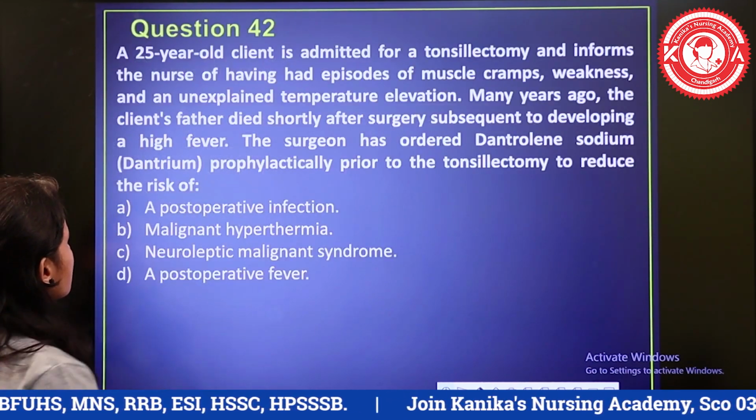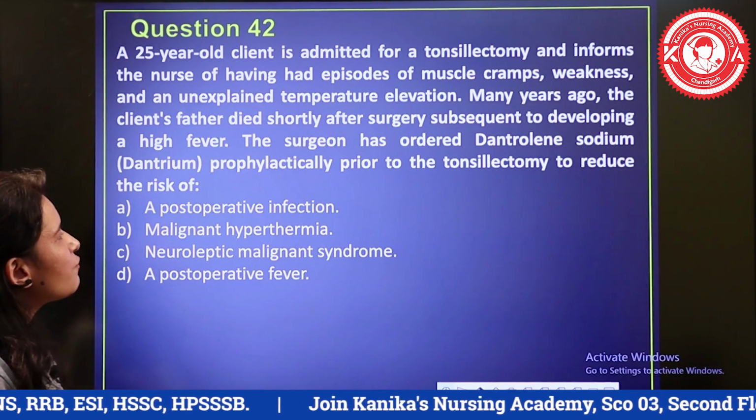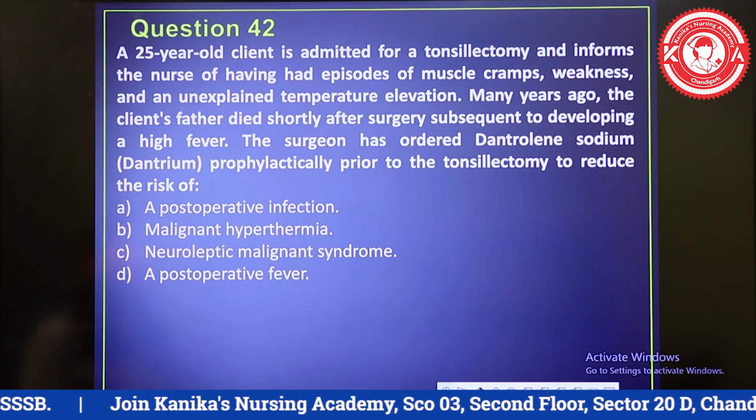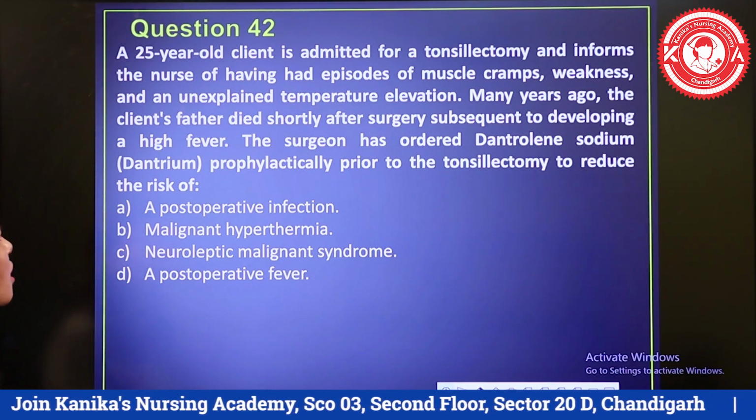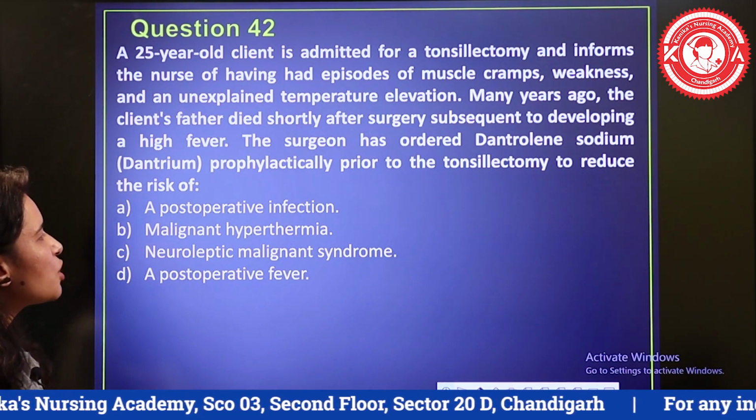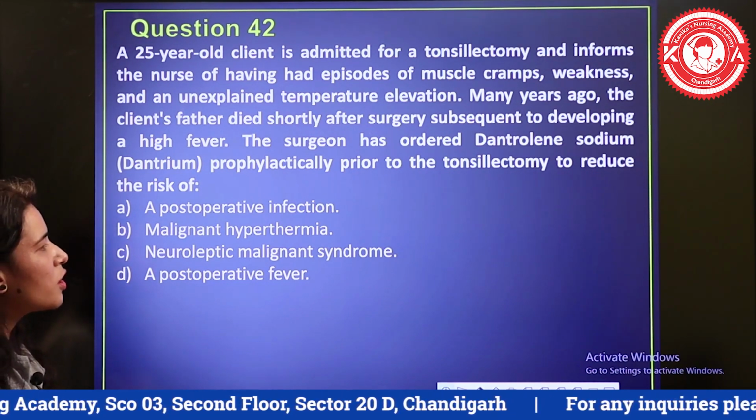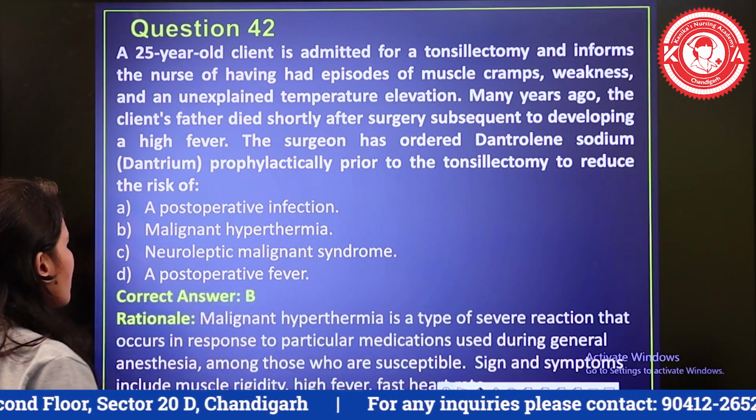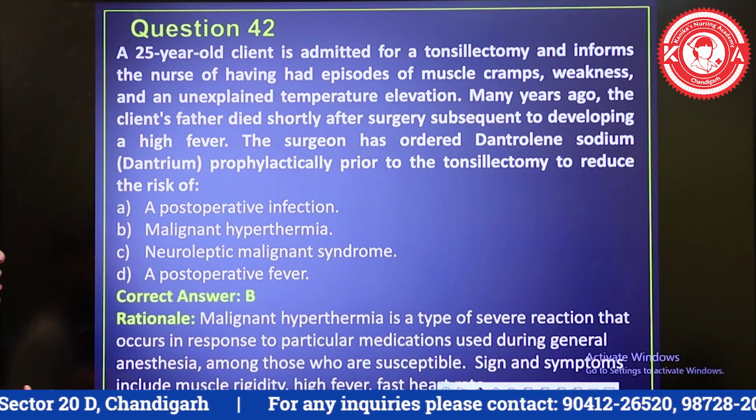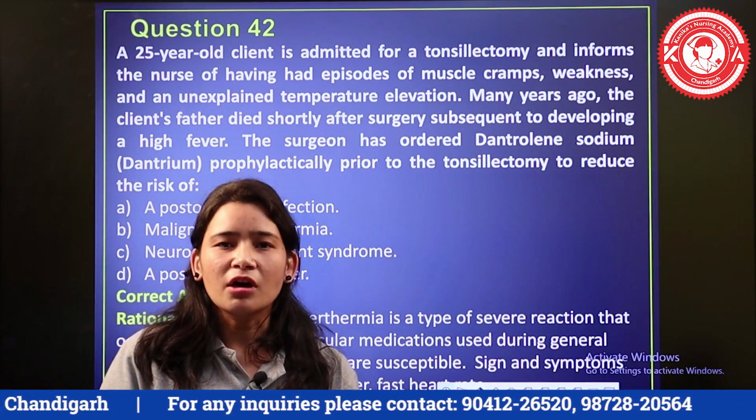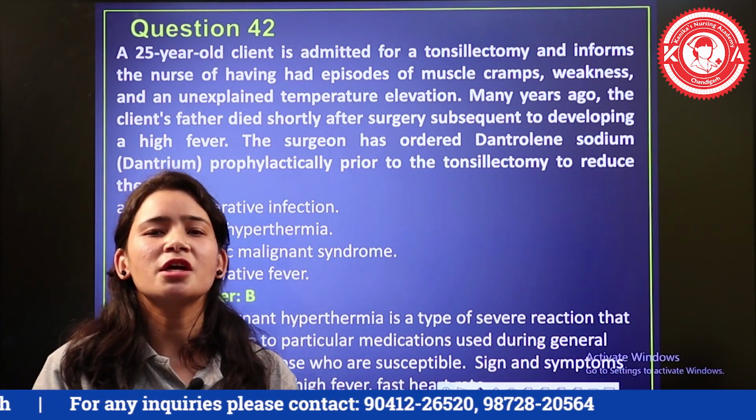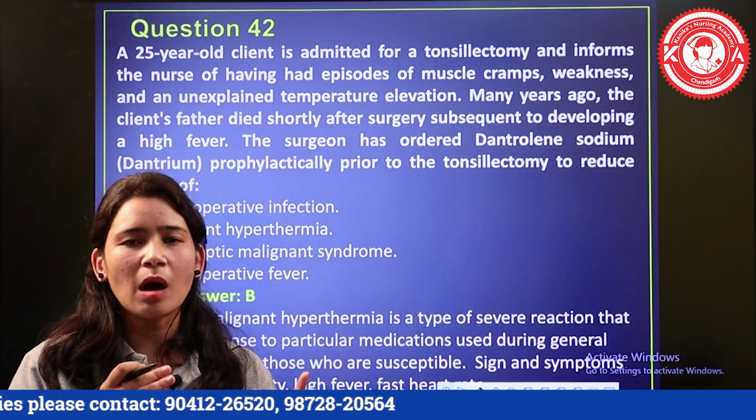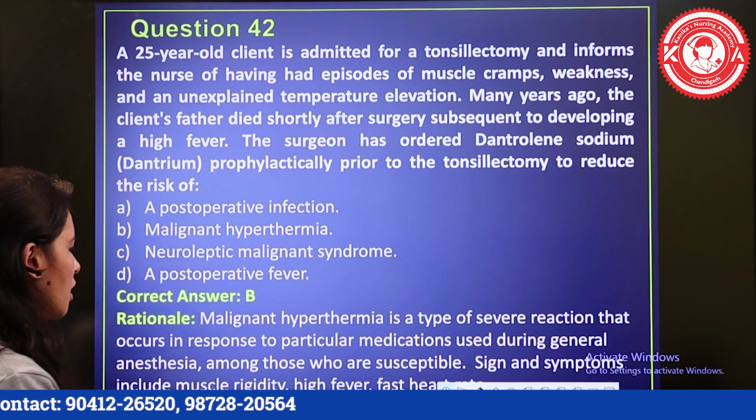ठीक है. सो नेक्स्ट क्वेश्चन इज A 25-year-old client is admitted for a tonsillectomy and informs the nurse of having had episode of muscle cramp, weakness and an unexplained temperature elevation. Many years ago, the client's father died shortly after surgery subsequent to developing a high fever. The surgeon has ordered dantrolene sodium prophylactically prior to the tonsillectomy to reduce the risk of malignant hyperthermia. तो सिंपल सी बात है, इस केस में मैलिग्नेंट हाइपरथर्मिया को प्रिवेंट करने के लिए, सर्जरी के बाद मैलिग्नेंट हाइपरथर्मिया ना हो, इसलिए पेशेंट को ऑलरेडी यहाँ पे डेंट्रोलिन सोडियम देते हैं जो कि एक मसल रिलैक्सेंट है, जिसकी वजह से वहाँ पे मैलिग्नेंट हाइपरथर्मिया होने के चांसेस कम होते हैं.